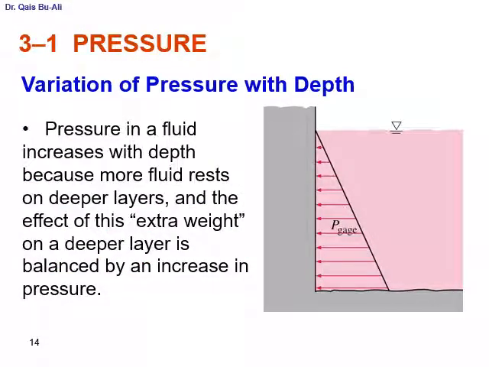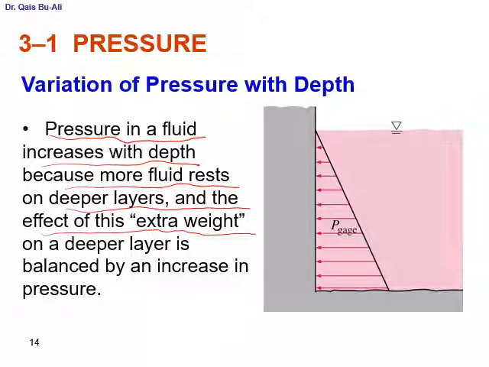Now, pressure in a fluid increases with depth because more fluid rests on deeper layers, and the effect of this extra weight on a deeper layer is balanced by an increase in the pressure. So as I go down like this, the pressure increases, and this pressure increases linearly with depth. This is the pressure caused by the fluid, as we said, the gauge pressure.